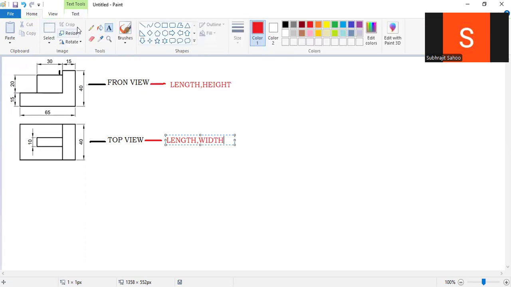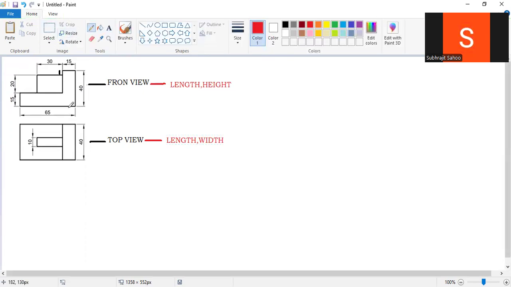In this diagram, this is my front view now, sir. Length is how much? 65. What is the total height? 40. The total height is 40. Sir, in between the total height, a small block is also there, 15 height, 20 height; like this some heights are given. Sir, this is the front.